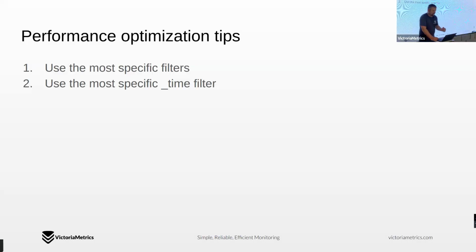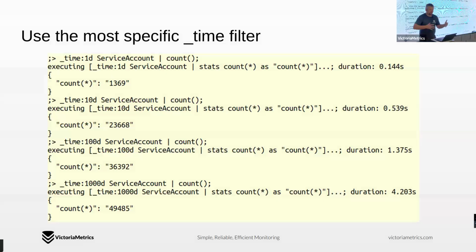The second tip is to use the most specific time filter, because when you select logs over big periods of time, then VictoriaLogs obviously needs to scan all these logs to calculate something. In this example, you can see that the query performance for 1 day is much better than the query performance for 1,000 days, for instance, for the same query, for the same filters.